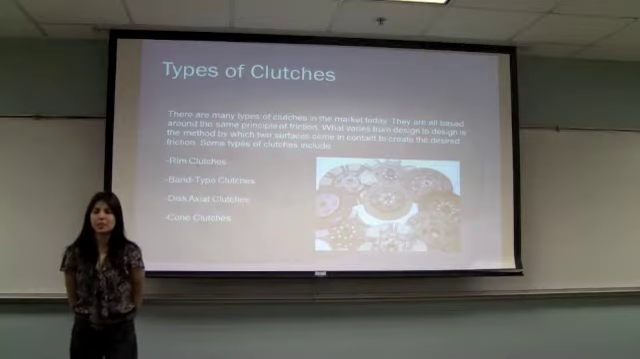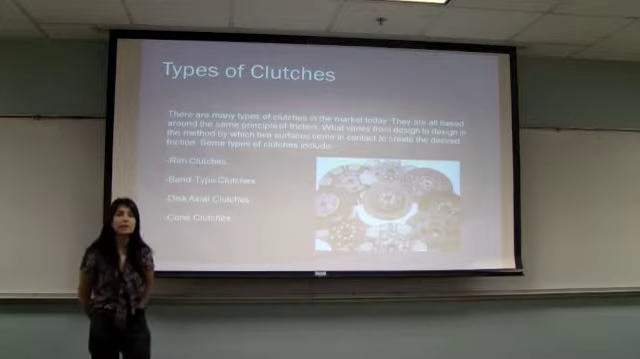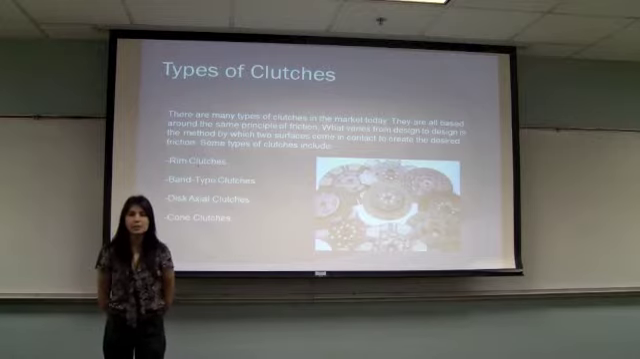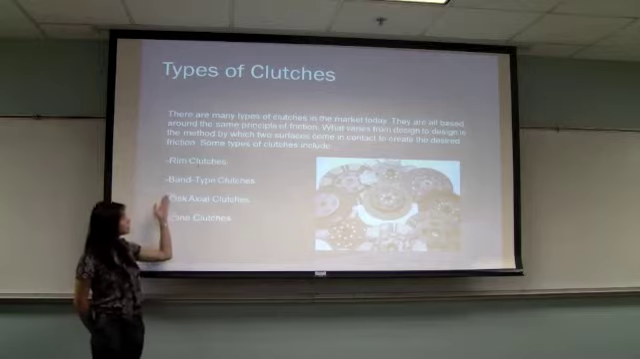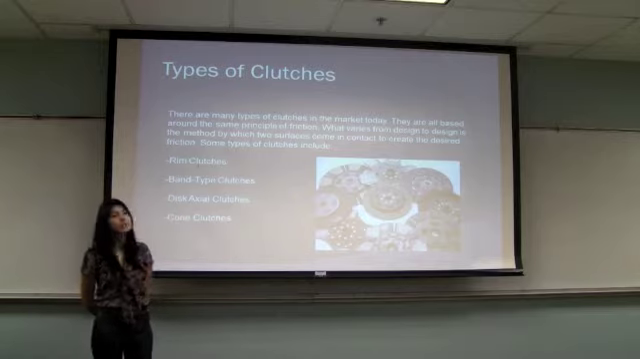There are many types of clutches in the market today. They're all based around the same principle of friction. What varies from design to design is the method by which these surfaces come in contact to create the desired friction. Some types of clutches are rim clutches, band-type clutches, disc axial clutches, and cone clutches.